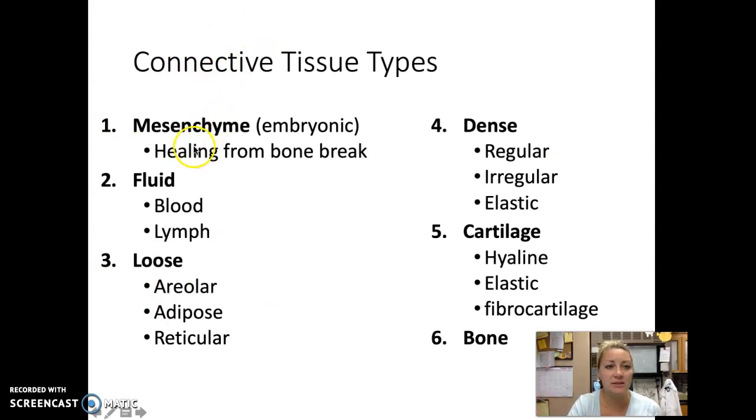The different types that these can be, we won't focus too much on it, but there is also embryonic connective tissue, which is called mesenchyme. This continues to help you even after being an embryo, like if you get a bone break. We have fluid, blood and lymph, loose, let's just say all these words: areolar, adipose, reticular, dense, regular, irregular, elastic, cartilage, hyaline, elastic, and fibrocartilage, and then bone. You'll also hear hyaline cartilage.